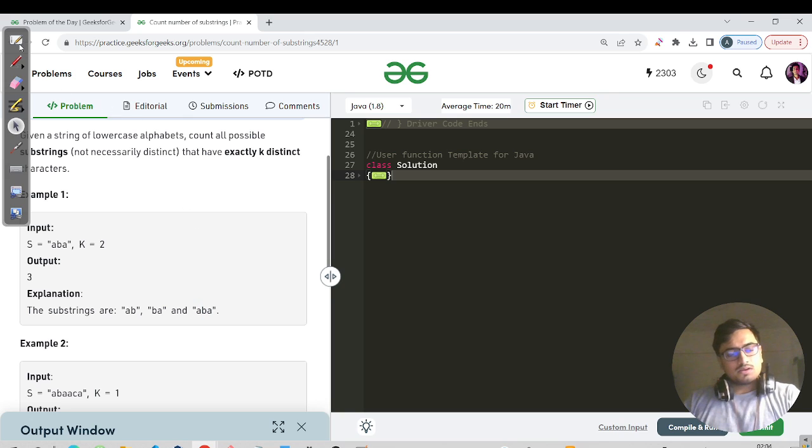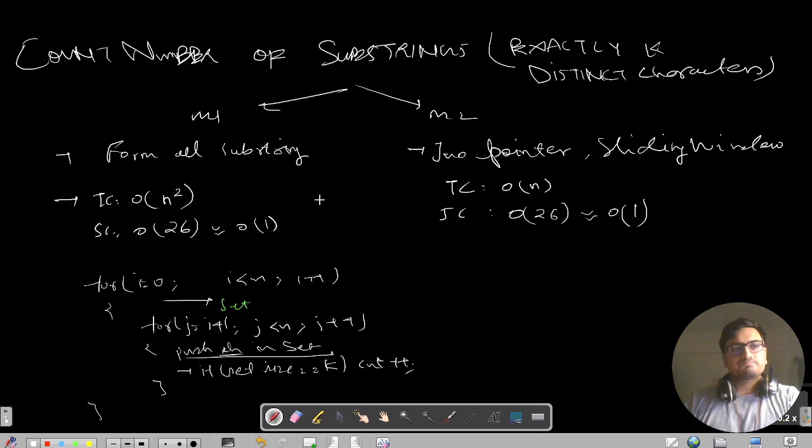So there are two methods to solve this question. The first method is to form all the possible substrings and just do as the question says. The time complexity would be O of n square, and since we want to check in each possible substring the count of distinct characters, to avoid duplicacy we can either use a hash set, or use an array of size 26 where you keep on incrementing the count. You can do that as well, and you can use a hash set also.